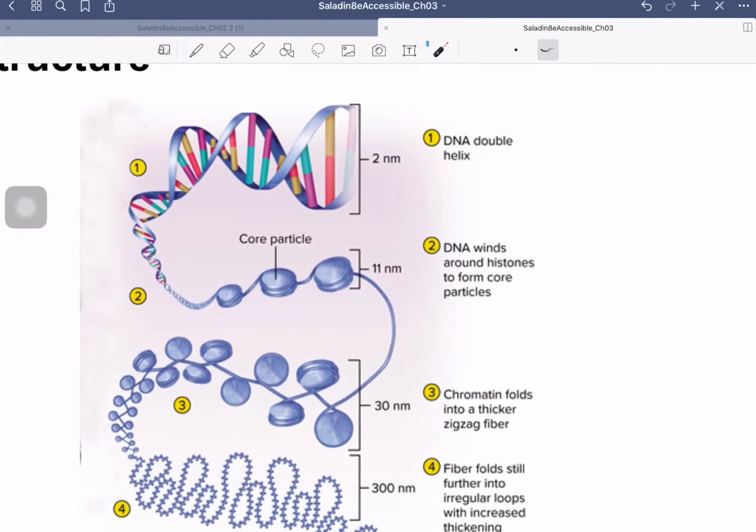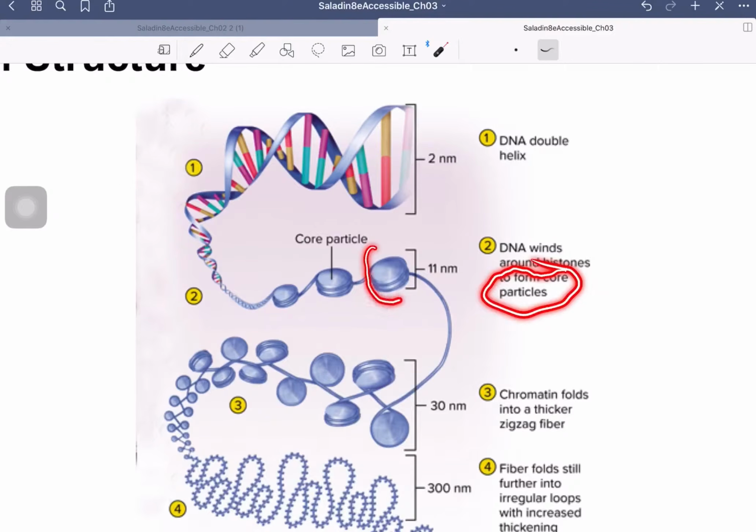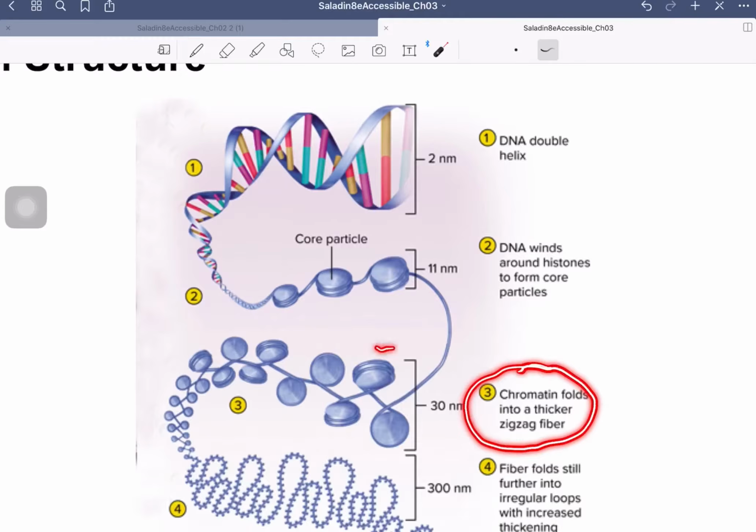So at first, we have our DNA double helix, and then the DNA winds around the histones, and they form something called core particles. This is a core particle right there. Then the chromatin folds into a zigzag type fiber. And then the fiber folds even more into irregular loops. So what we're doing is taking a very, very long molecule, in a cellular molecular way, and packaging it to be shorter, and also associating it with these various proteins.